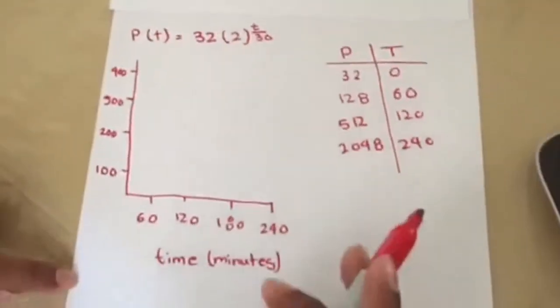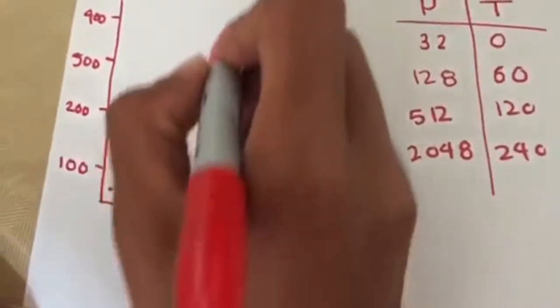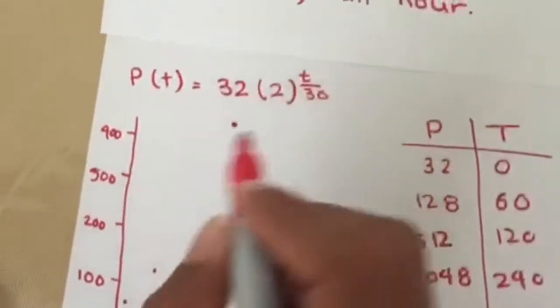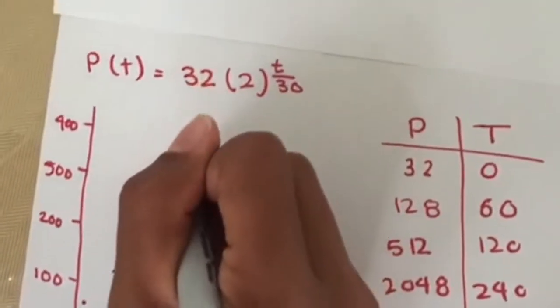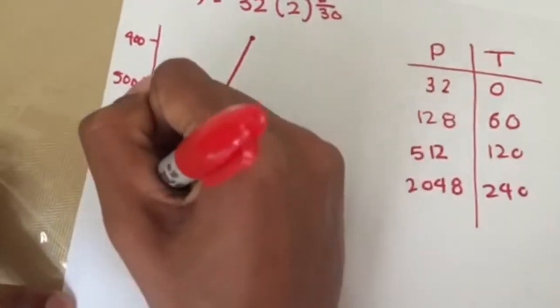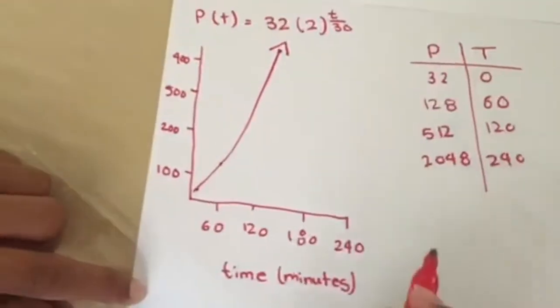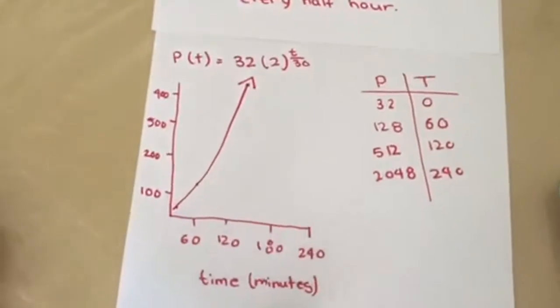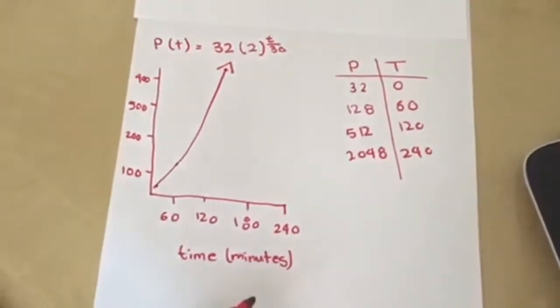Now, time to graph this. So at 0, it's 32, and at 240 it's 2048, all the way up here. And time to connect this. Put an arrow so it goes on. That is how you graph an exponential function.